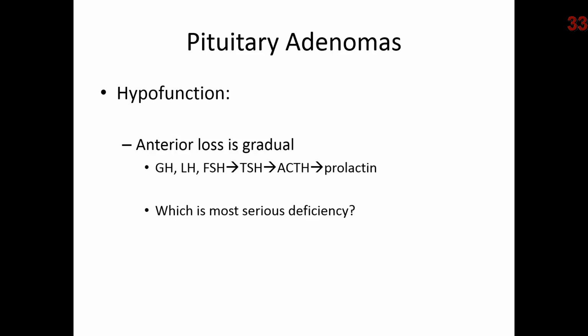Then you might see a decreased thyroid stimulating hormone level, which would cause hypothyroidism, and then we'll see decreased adrenocorticotropic hormone levels. Typically these are the last to become deficient. There's a controversy over that in prolactin, but typically we see adrenocorticotropic hormone being last. But what is the most serious deficiency? The most serious deficiency in hypofunction of the pituitary gland would be ACTH deficiency. It's the most serious because it causes adrenal insufficiency, and we are going to cover that in detail.